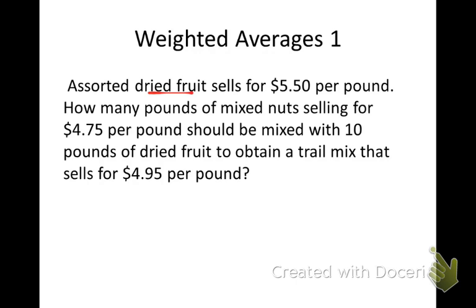So here we have assorted dried fruit. That's one thing we have, and it sells for $5.50. We're going to have some mixed nuts. We don't know how many of that, but we know it sells for $4.75. So it should be mixed with 10 pounds of the dried fruit, so that refers back up here, to obtain a trail mix that sells for $4.95. So again, a lot of information, so we're going to organize all this into a table.